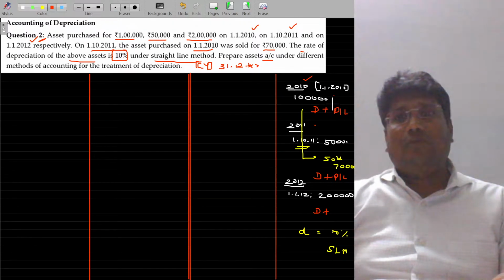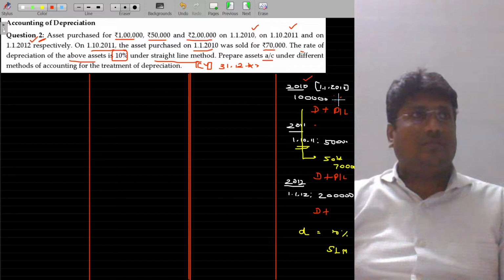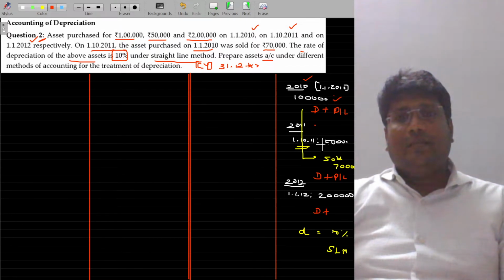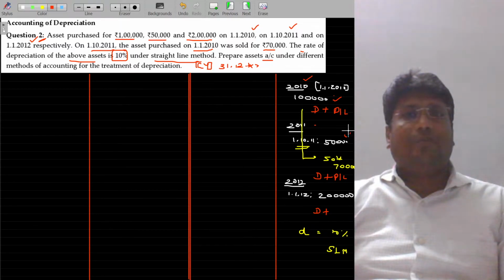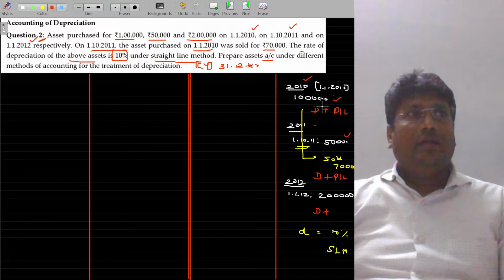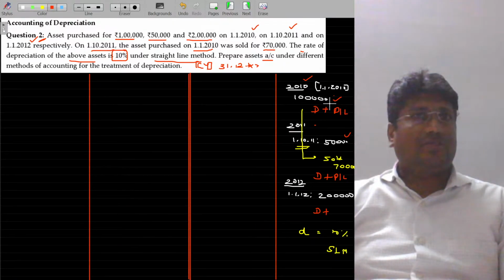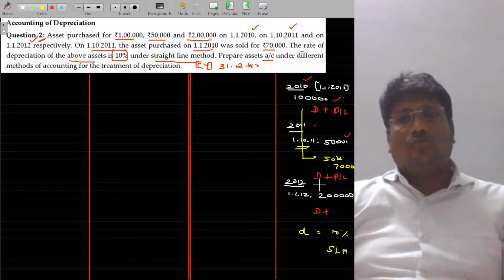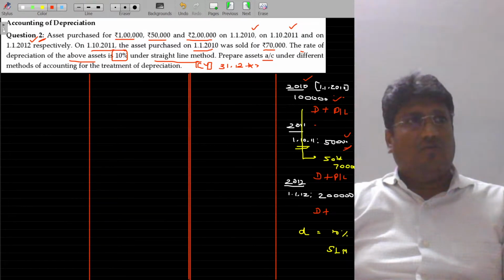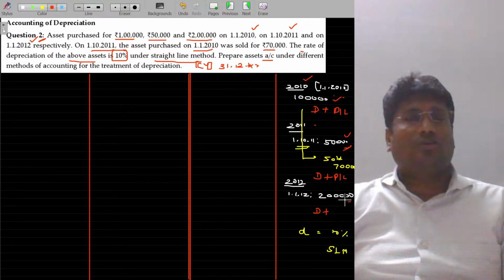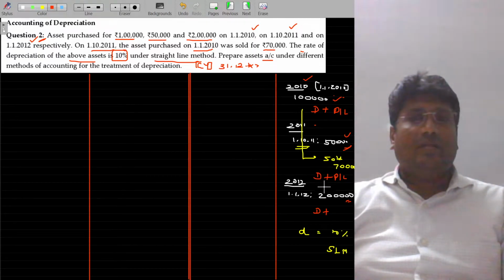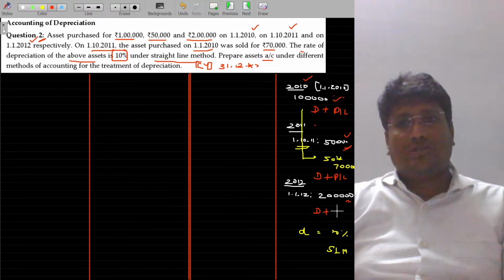In the very first year, we have only one asset, so for the one year we provide the depreciation. In the second year, we have purchased a new asset, so that will be eligible for depreciation. The old asset was sold; as the old asset was sold, up to the date of sale we have to provide the depreciation for it. Thereafter, it will not be eligible for depreciation. And in 2012, we already have one asset, 50,000 purchased in 2011, and another asset purchased in 2012 is also there. So you have to claim the depreciation for both assets, in depreciation and profit and loss account.